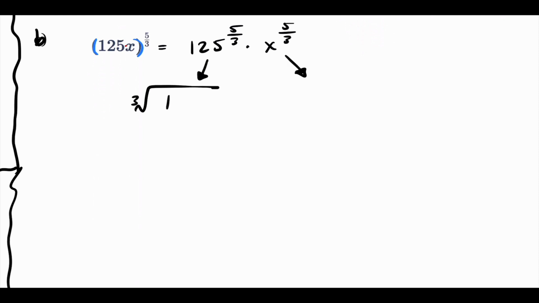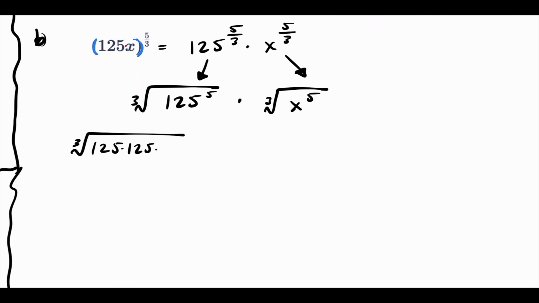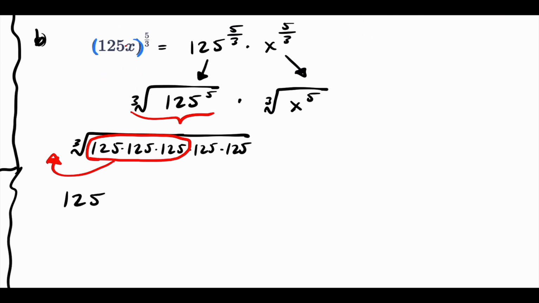So the cube root of 125 to the 5th power times the cube root of x to the 5th power. Okay, so let me do this guy. Let me do 125 first. So 125, I have 1, 2, 3, 4, 5 125s, and I'm looking for groups of 3. I can take out a 125.